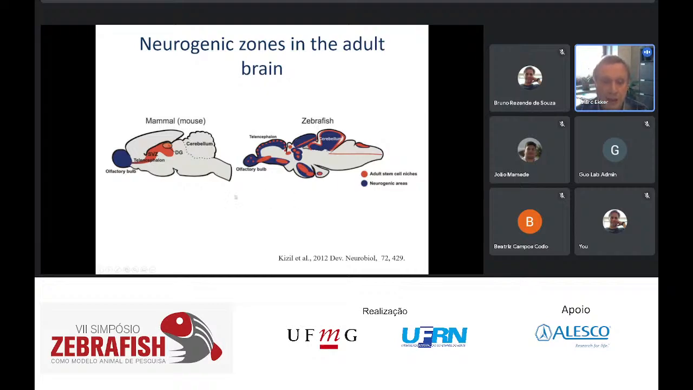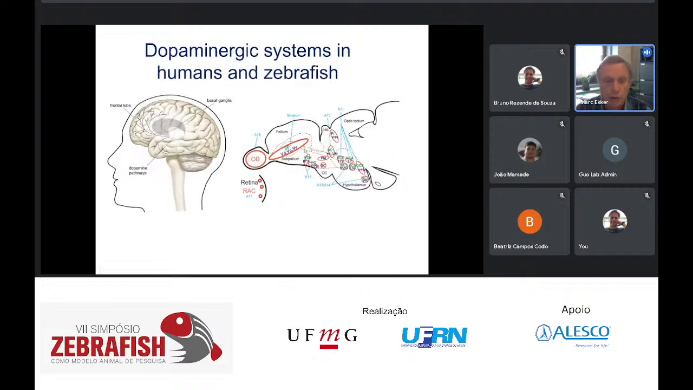Another feature of the fish that makes it particularly useful to look at what's happening in the adult brain is the remarkable ability of the zebrafish to generate new neurons throughout its life. And on the slide, you can compare the neurogenic potential of the mouse on the left side and of the fish, and the fish has 16 or so neurogenic zones and a large number of adult stem cell niches in the adult. We are going to focus primarily on the dopaminergic system.